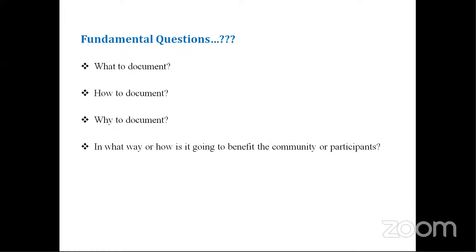Now, the important thing, the last question is, in what way or how is it going to benefit the community or participants? That's the most important question that we should ask ourselves. It's not merely documenting or describing or producing some academic research work, but also seeing whether the outcome of our research is going to have any importance in society or for the community, or whether it will benefit the participants. So these are the questions that we need to really ask. These are very general, basic, fundamental questions that I think are very important when we think of doing any kind of research for that matter.